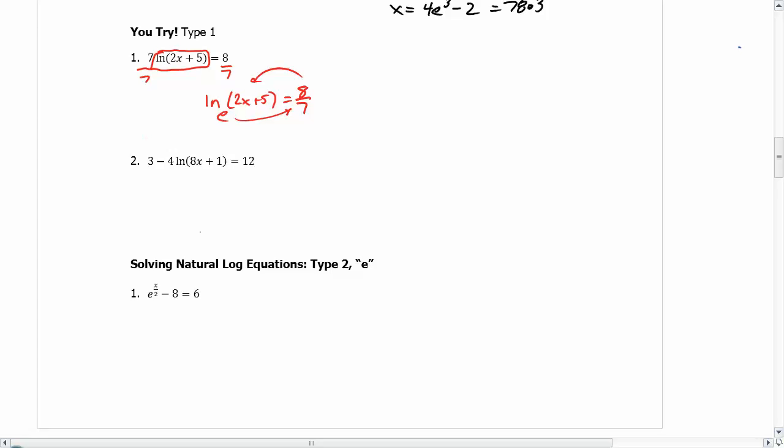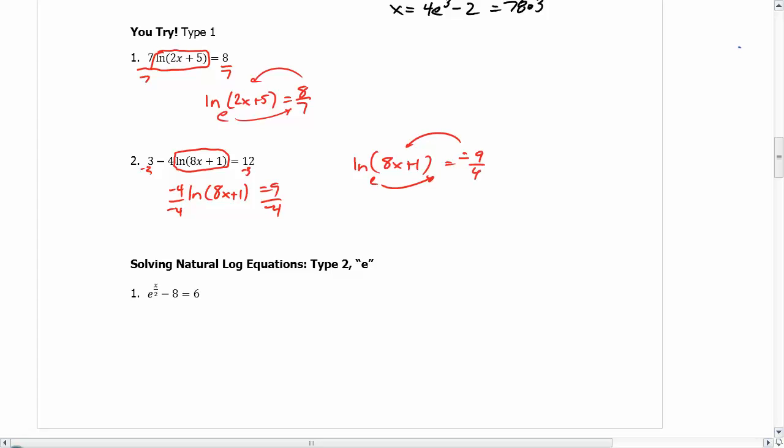Okay, your next one, again, we want this ln by itself. There's no other ln to combine it with. So first thing, subtract 3 from both sides. You get negative 4 ln 8x plus 1 equals 9. And then divide both sides by negative 4. So ln 8x plus 1 equals negative 9 over 4. And then you would do e to all that equals that.